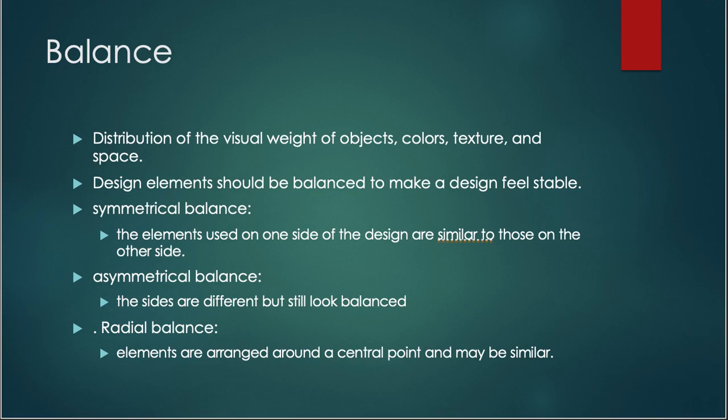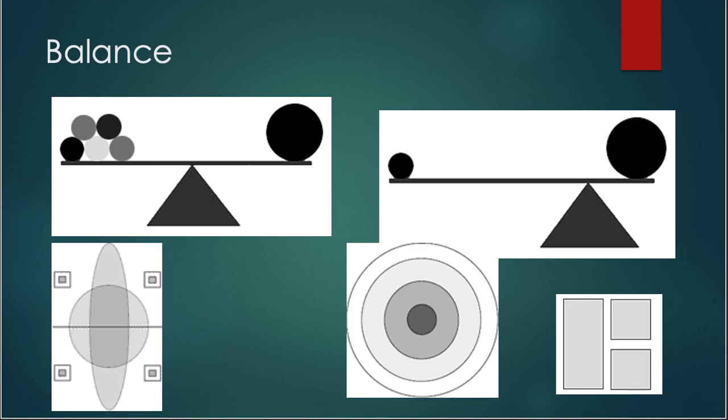Large objects generally weigh more than smaller objects. Dark objects generally weigh more than light objects. Highly saturated objects generally weigh more than objects with less color. But several small items on one side can be balanced by one large object on the other. So let's take a look at what that actually looks like.